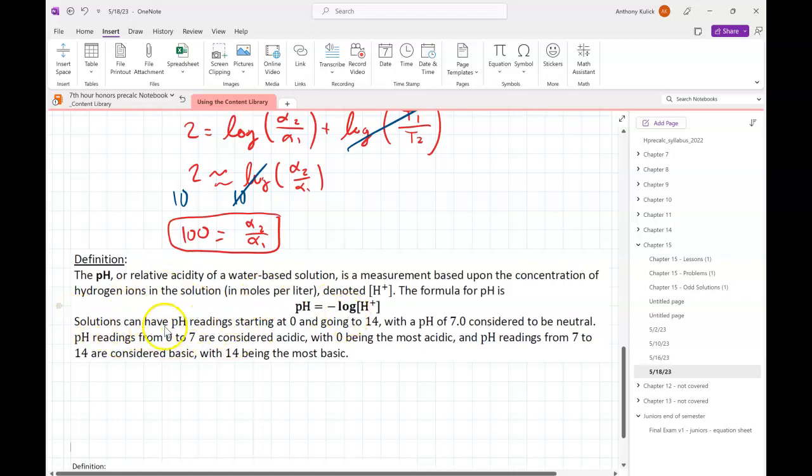So again, pHs go from 0 to 14. 0 is the most acidic. 14 is the most basic. 7 is considered neutral. That's the pH of deionized water, like pure H2O with nothing else floating around inside of it. So that's the gist of that. Let's look at an example.